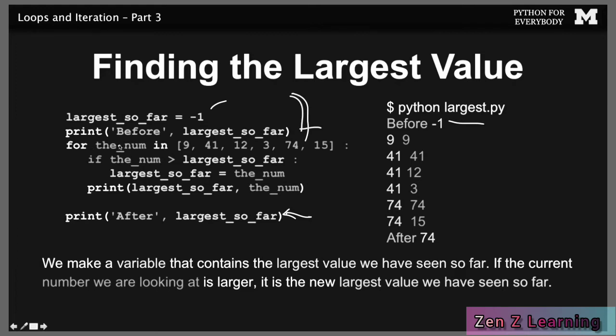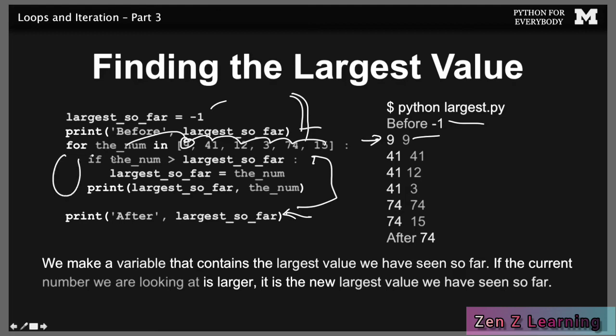Then we have an iteration variable, the num, is going to go through successively 9, 41, 12, 3, 74, 15, run this block of code 6 times, once for each of those numbers. And we're going to ask, if the number we're looking at, in this first case, 9, is greater than the largest so far, then the largest so far is the number we just looked at because it's bigger than the one we saw before. So largest so far is the largest up to this point. And then we kind of grab it basically. So then we print out for each iteration the largest so far. So the first time we get 9, and the largest we've seen so far is 9 because that's the first one we saw and it's the largest we've seen.